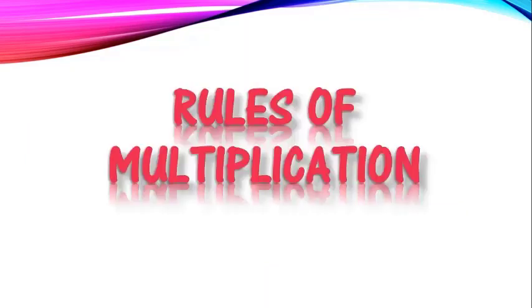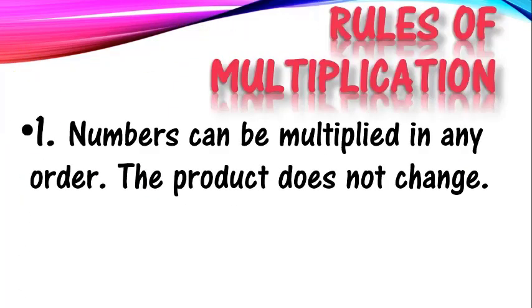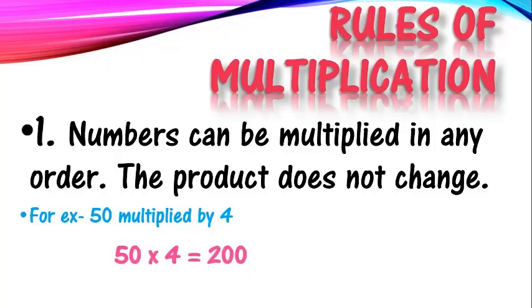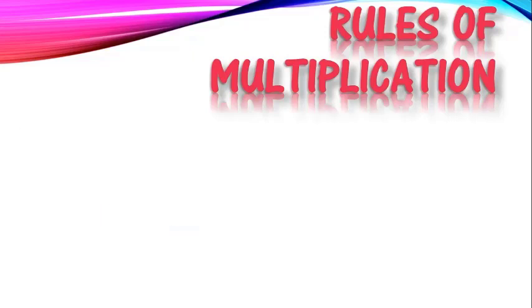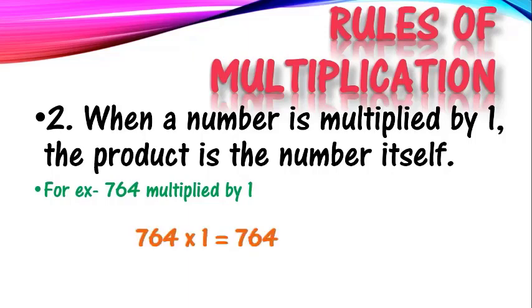Now, let's see some rules of multiplication. The first rule of multiplication says that numbers can be multiplied in any order. The product does not change. For example, 50 multiplied by 4. Rule number 2. When a number is multiplied by 1, the product is the number itself. For example, 764 multiplied by 1. So the answer will be 764 itself.